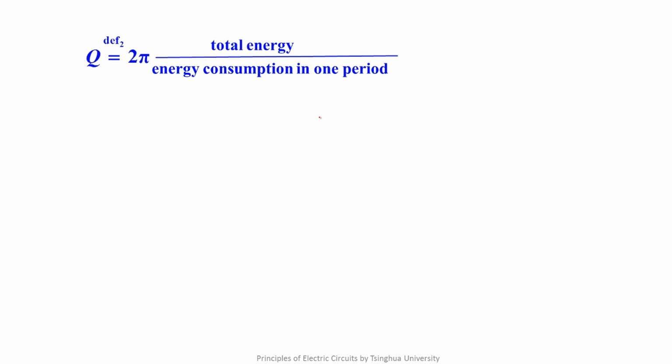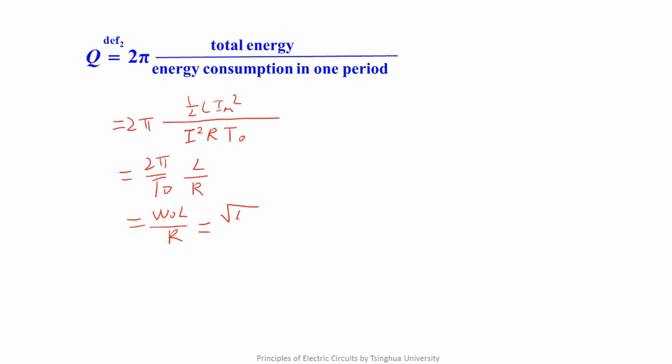Now, let's give the second definition of the quality factor. It equals 2 pi times the total energy of the circuit over the energy consumption in one period. For RLC serial resonance, it equals this. Im is the maximum value of the current. I is the effective value of the current. Capital T is the period of the resonance angular frequency, so the quality factor equals this. It's the same as the first definition of the quality factor.